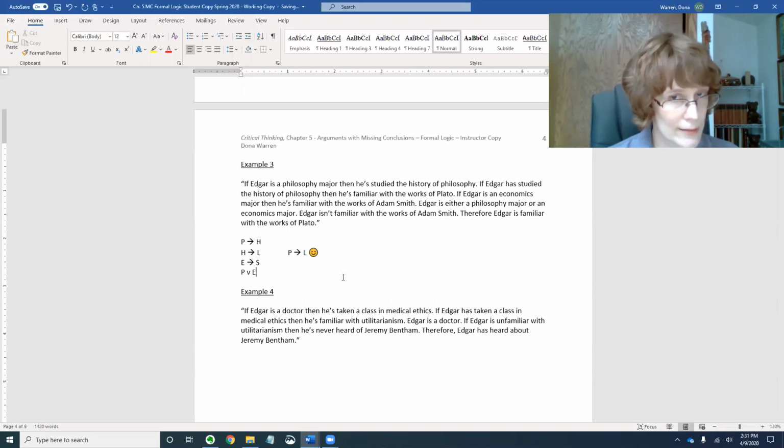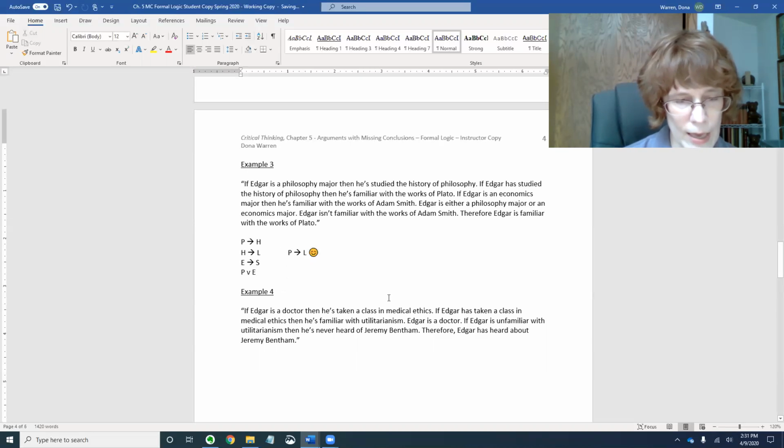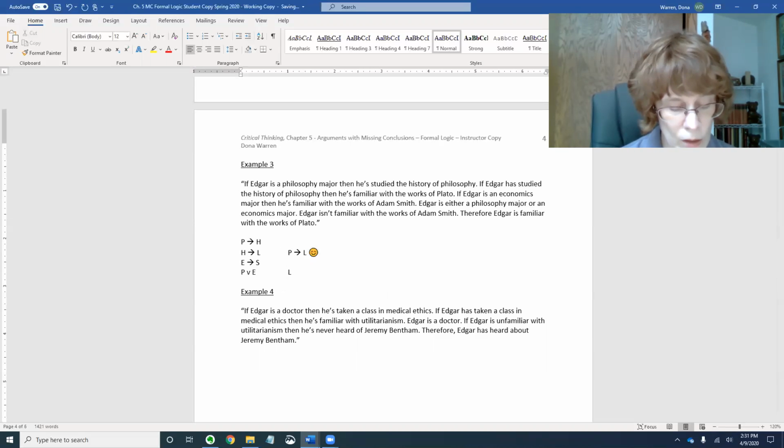Can I conclude anything at this point? I think I can. Take a look at P or E. Take a look at if P then L. Take a look at if E then S. That gives us, via complex dilemma, if L or S. You could put S or L down too. It really doesn't make much difference.